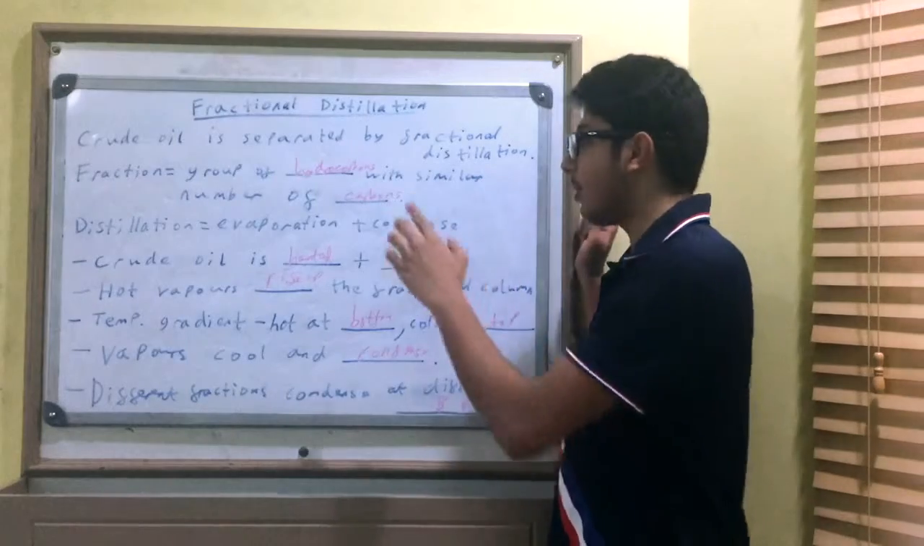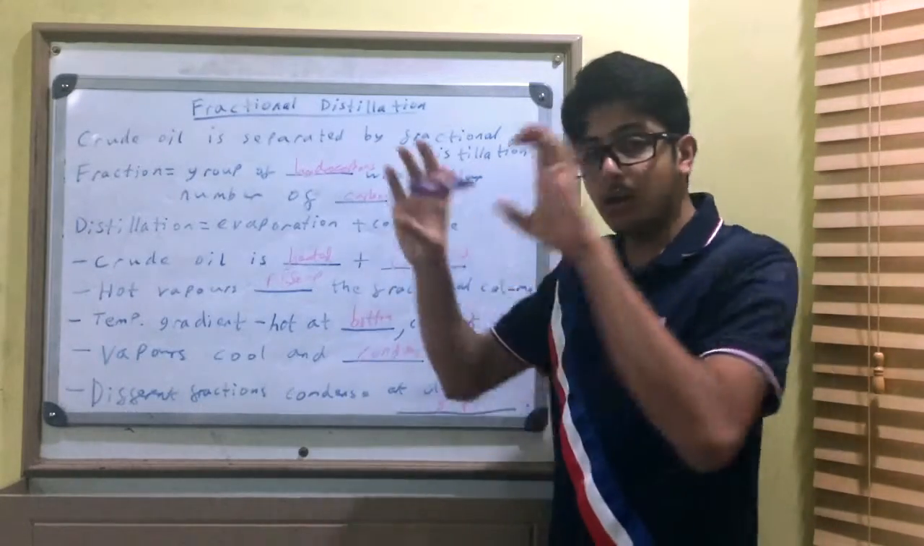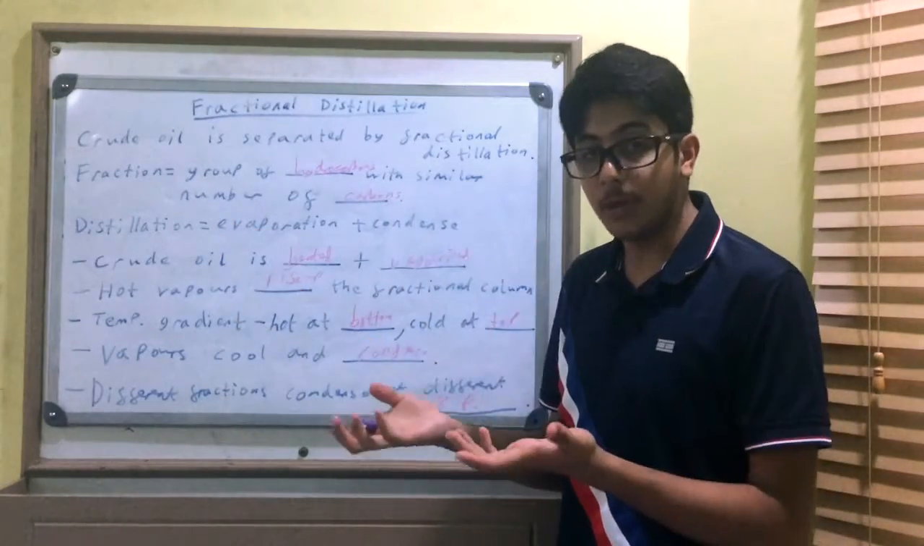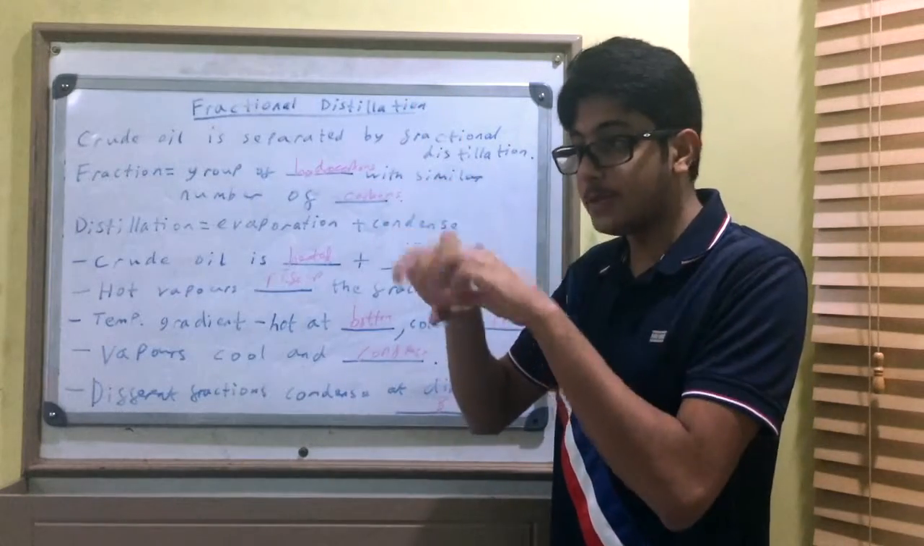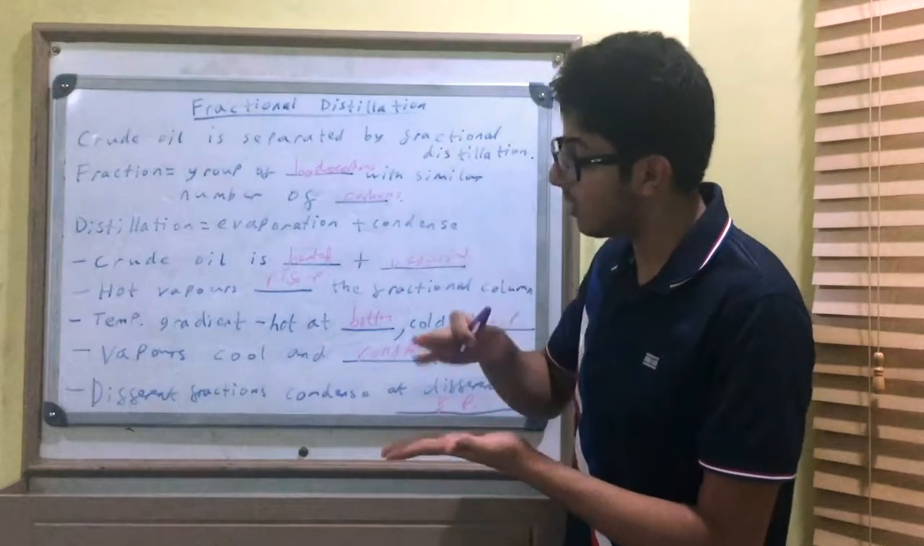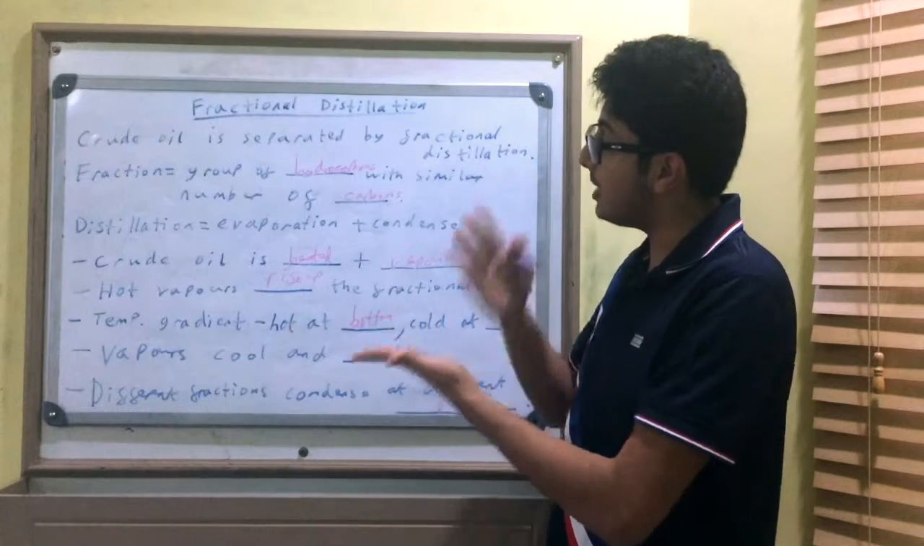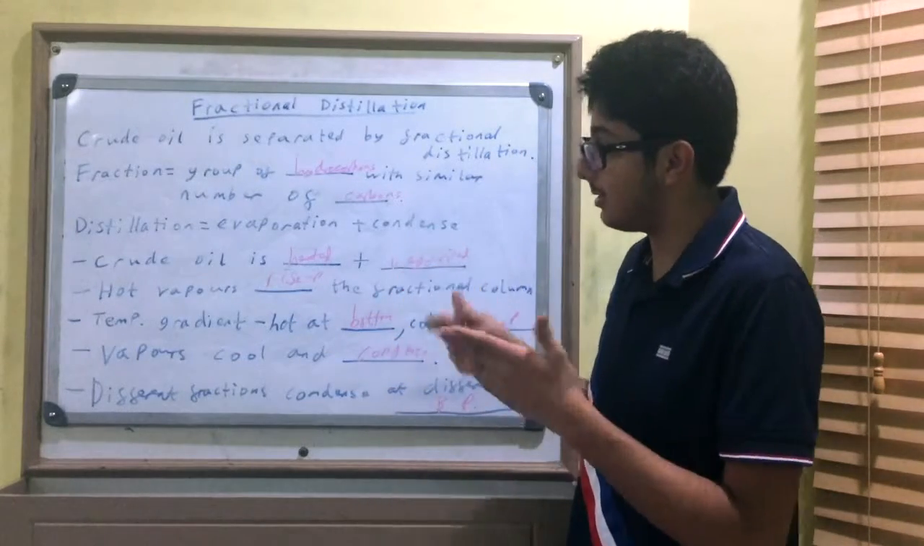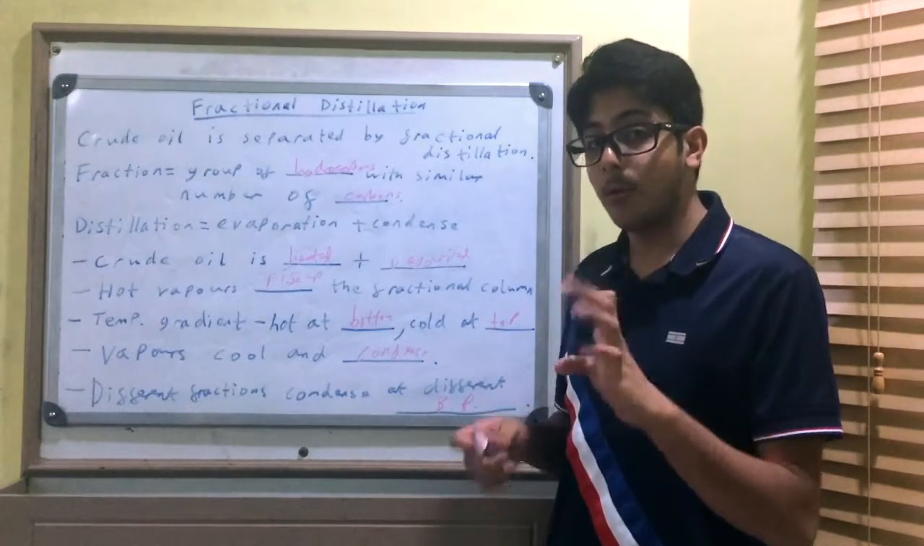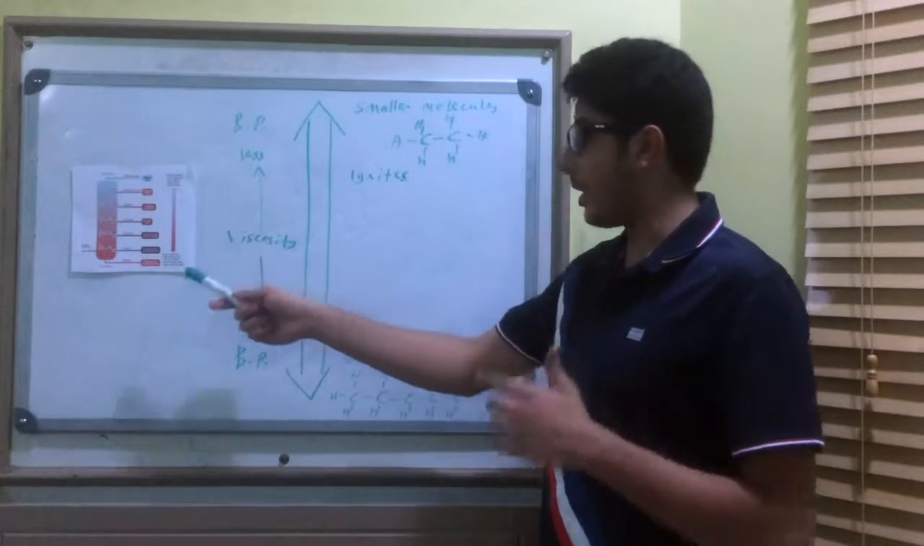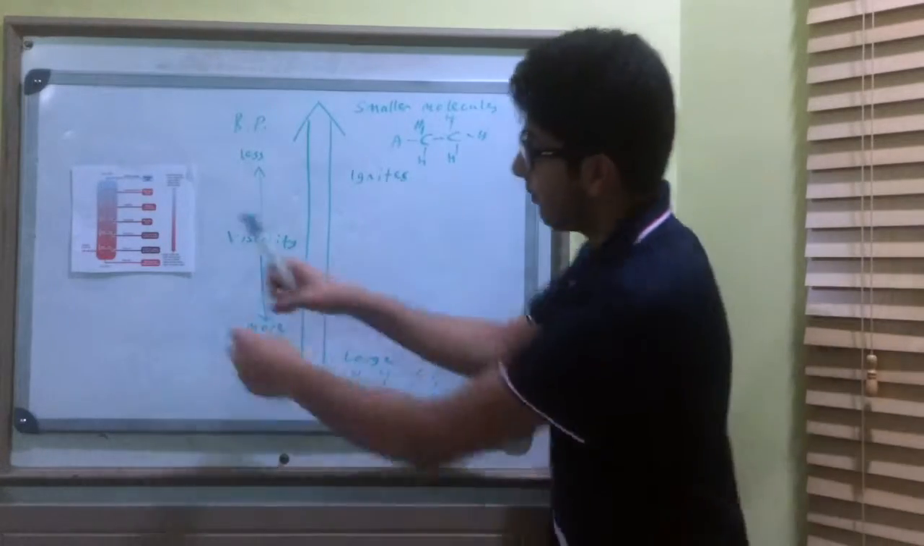And this has to do with the number of carbons they have. The longer the chain of carbons, the higher the boiling point. The smaller the chain of carbons, the lower the boiling point. And that's how this process works. That's how they're separated. But we're going to talk about that more later. So here we have a diagram of a fractional column.